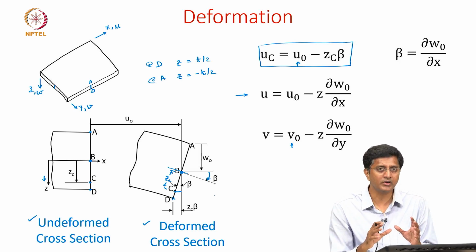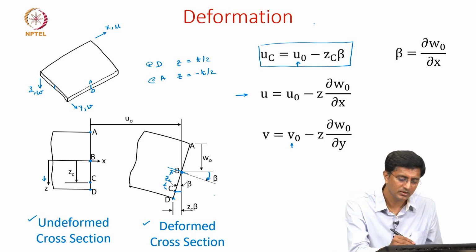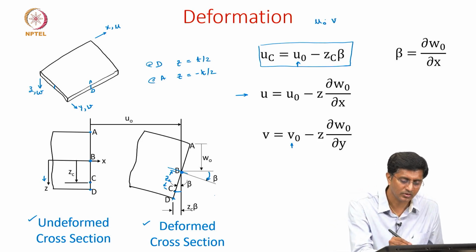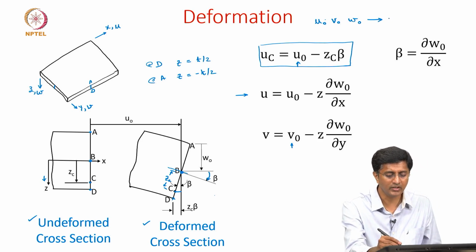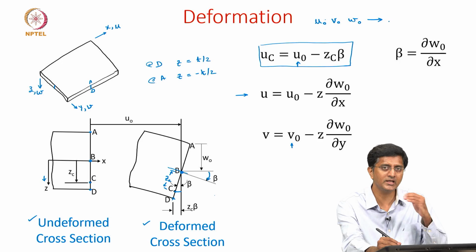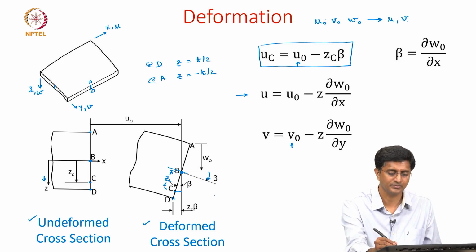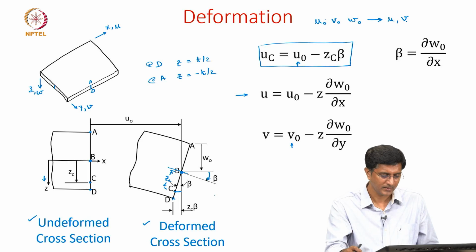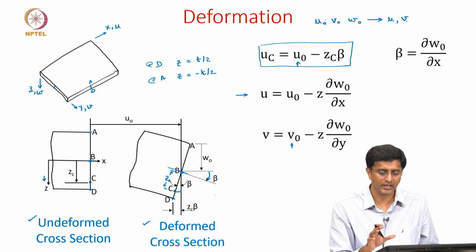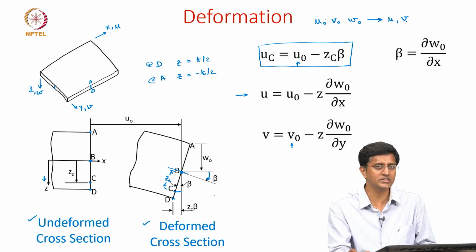So in summary, once we know the deformations at the mid surface, which are u naught, v naught and w naught, we should be able to write the deformations at any other thickness, which means we know u and v at all other points across the thickness. Now that we have seen expressions for the deformations, let's move into the strains and see how we can write those strains in terms of these deformations.